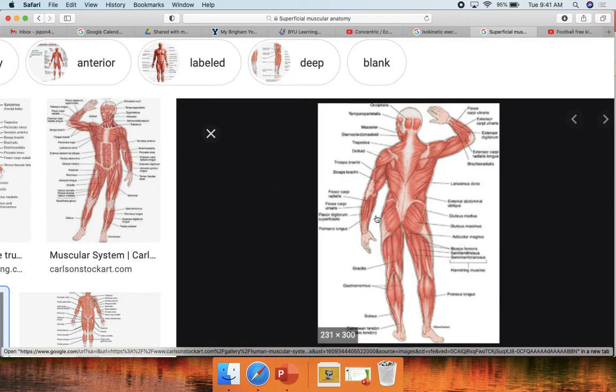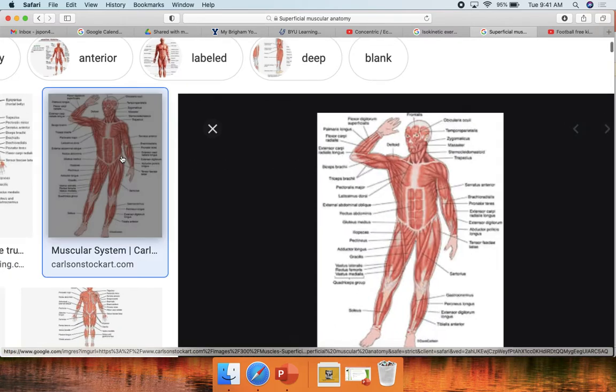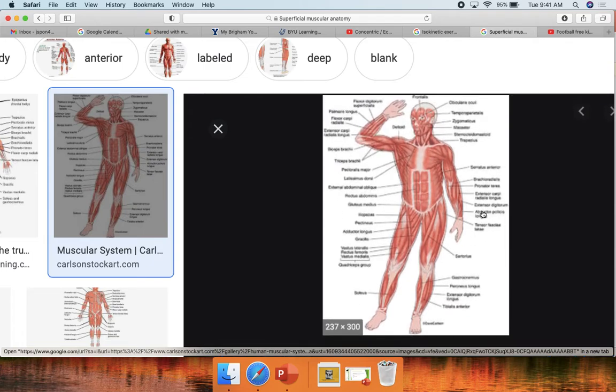So I brought this up here just as a reminder, know these superficial muscle groups, be able to recall these easily maybe or quickly. Just make sure that you're comfortable with our superficial muscle groups. This is our posterior view. We have a nice anterior view here.